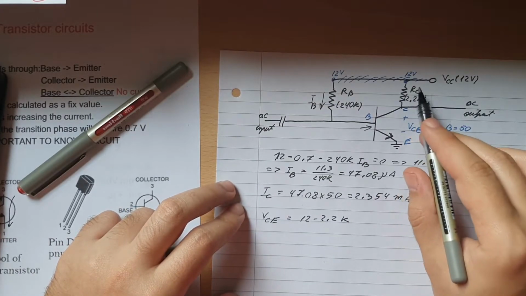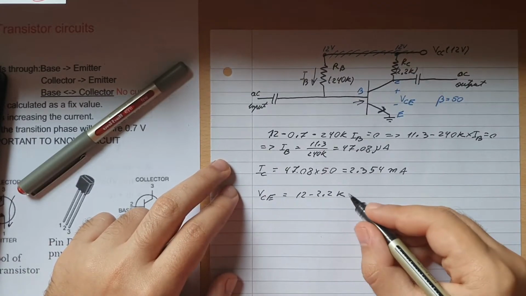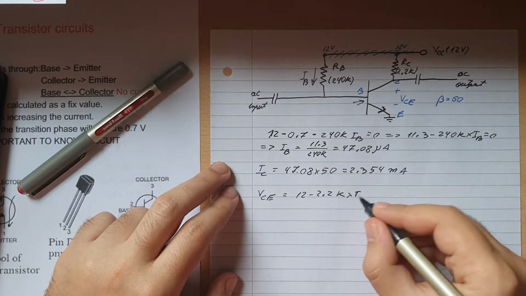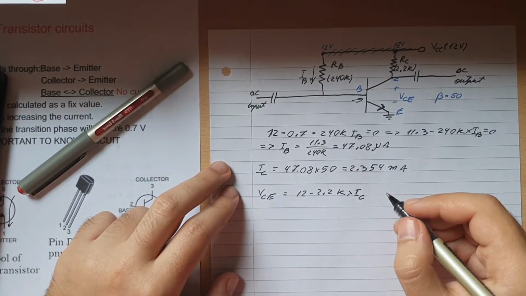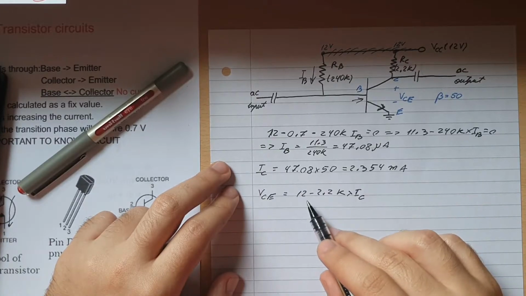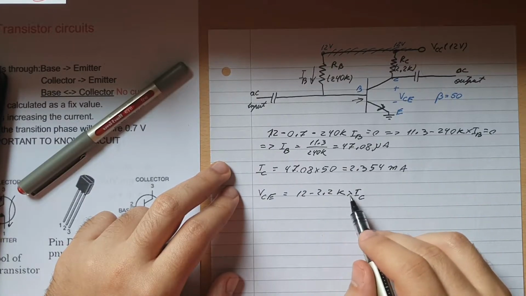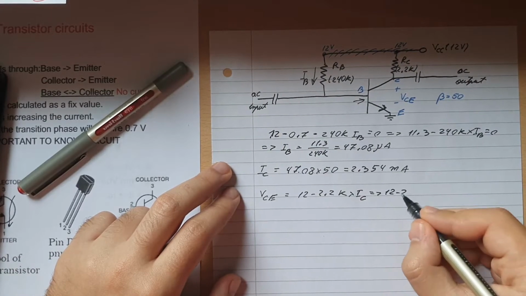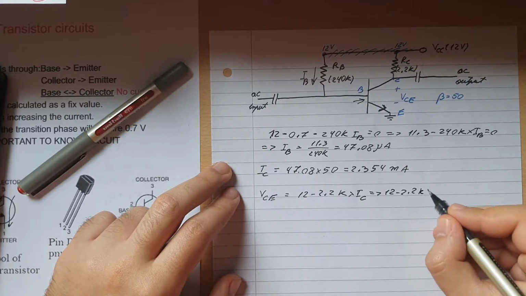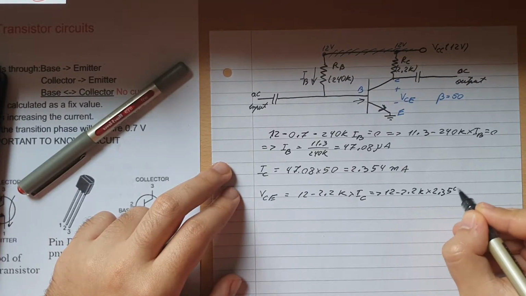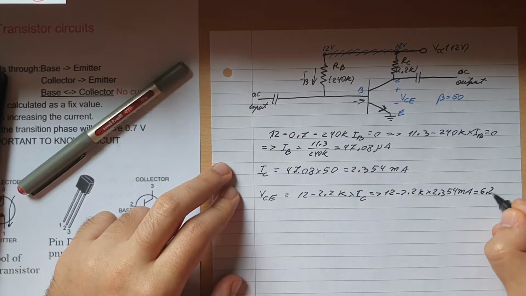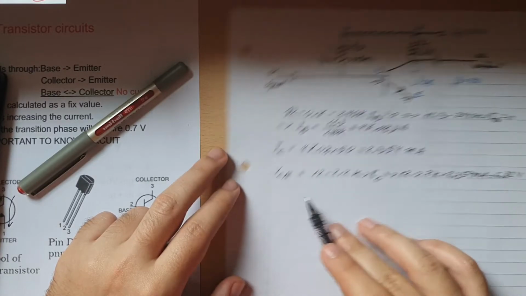The 2.2k is coming from the collector down, so that will be times IC. So 2.2k times IC, and then 12 minus 2.2k times 2.354 milliamps will be equal to 6.82 volts. That's the voltage we gave for VC.